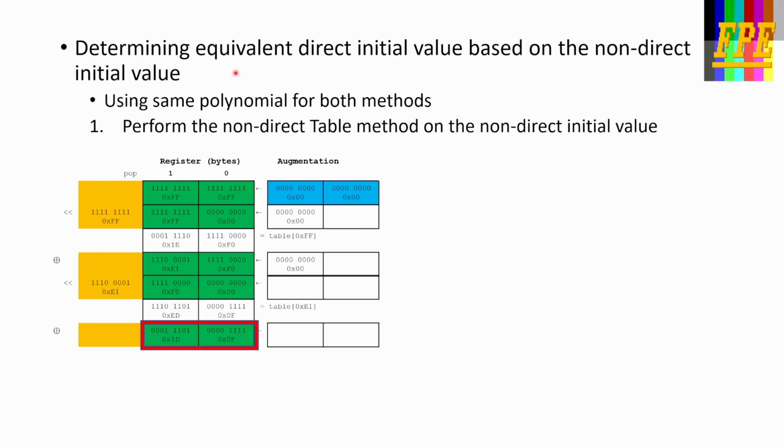But if you want to determine the equivalent direct method initial value based on the non-direct initial value, basically you just perform the non-direct table method on the non-direct initial value. So in this case, we just take the 0xFF initial value that we had for the non-direct, put the two augmentation bytes over here and operate on it using the non-direct method. And that's how we get the 0x1D, 0x0F if you want to follow through on the math. That's how you can convert from a non-direct initial value to the equivalent direct initial value.